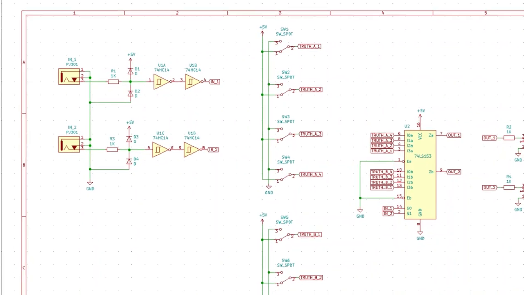Now the module actually has two complete truth table grids on it, and that's just because of how the multiplexer chip worked. They both run off the same input, but since the chip allowed it, I figured I might as well add the second one.